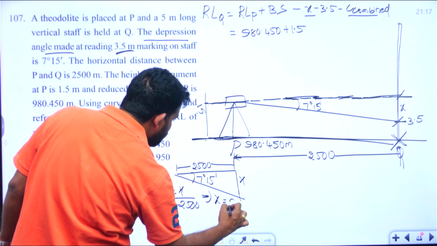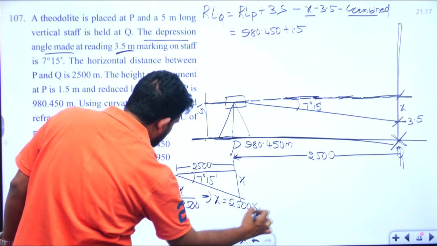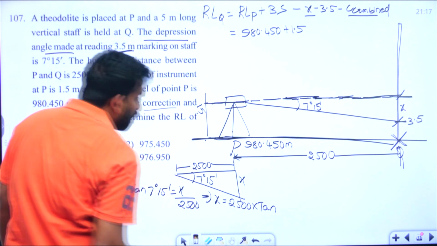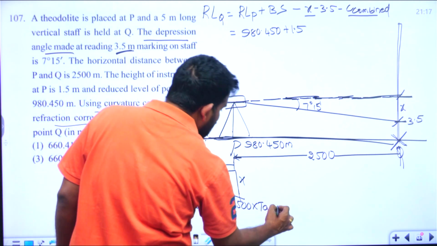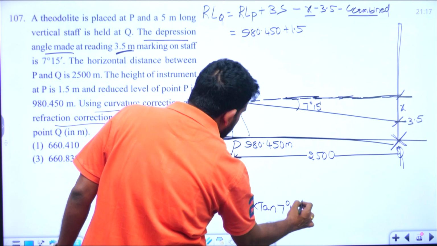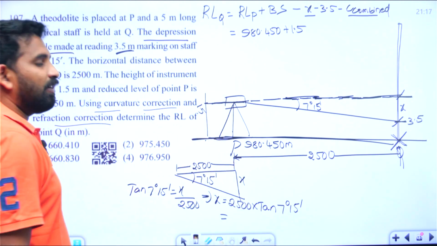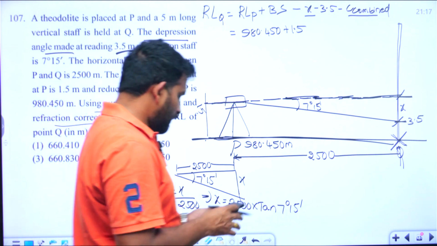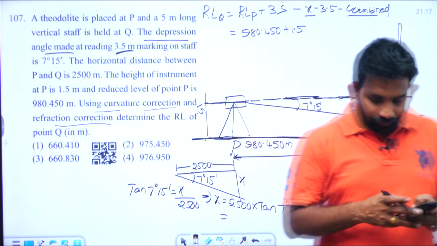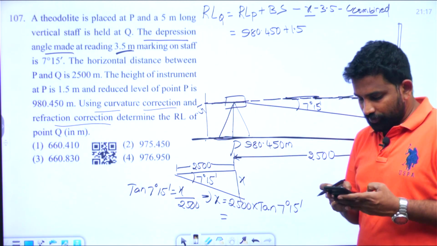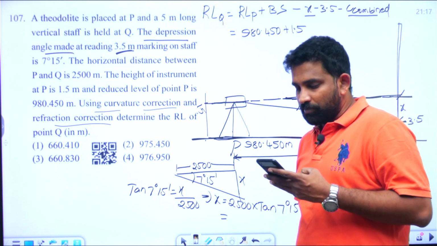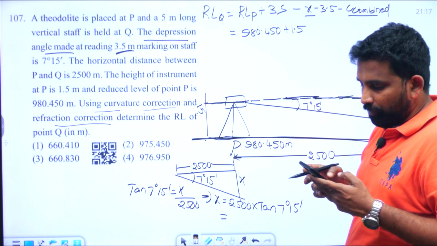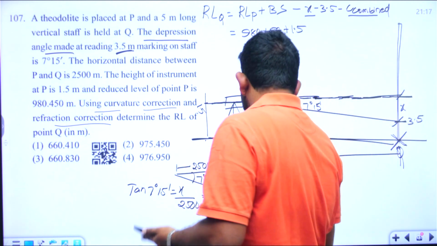x is equal to 2500 times tan 7 degrees 15 minutes. So you need to have a calculator here to solve such a kind of thing. If you solve this, 2500 times tan 7 degrees 15 minutes, the value comes out to be 318.040.